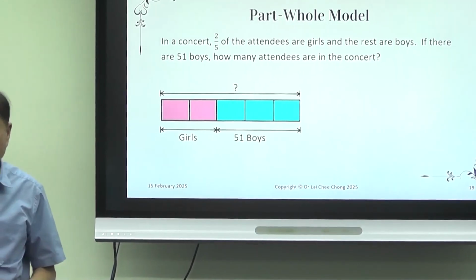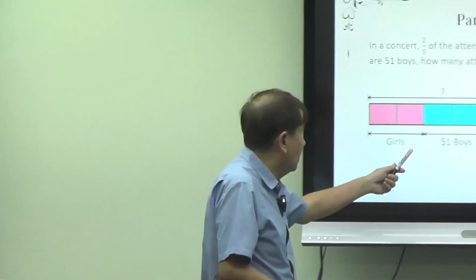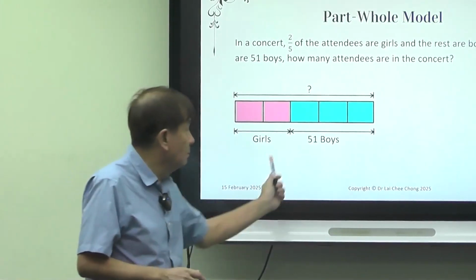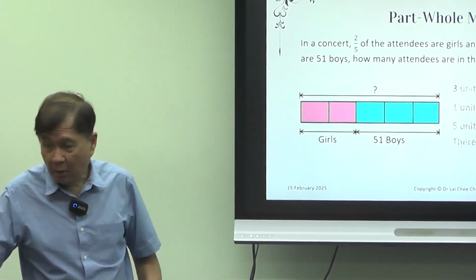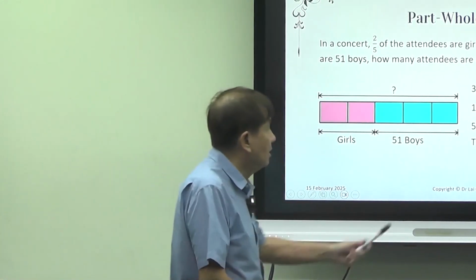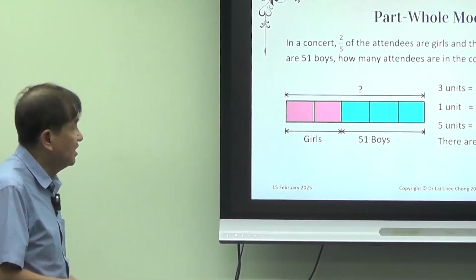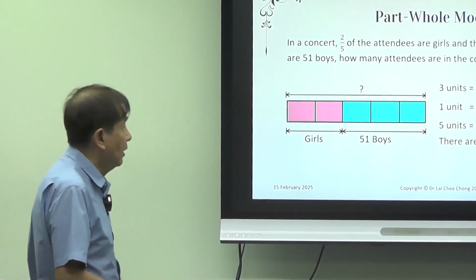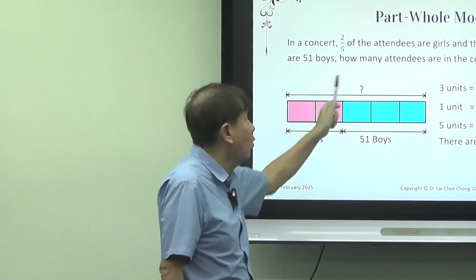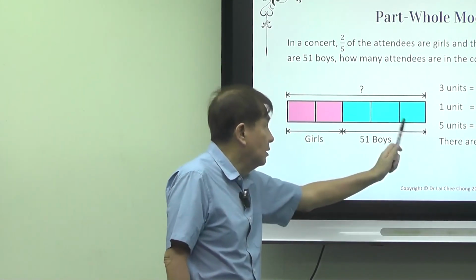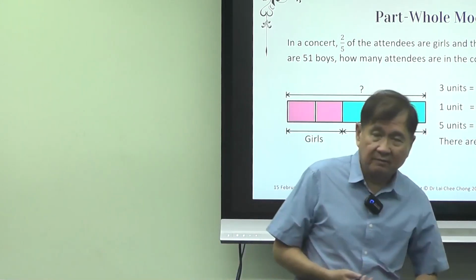And from here, they say, oh teacher, I think I know how to solve it. It's very obvious, right? I see the only part which I have the information is what? The boys. So I need to find out how many are there, right? One unit is how many? So I know 3 units, 51. 1 unit, 51 divided by 3 is 17. So I need to find what? How many attendees in the concert now? I put a question mark here. That's important. I know where I'm supposed to find my answers. I want the whole. So I put down there, 5 units, 17 times 5, 85. And that's it.